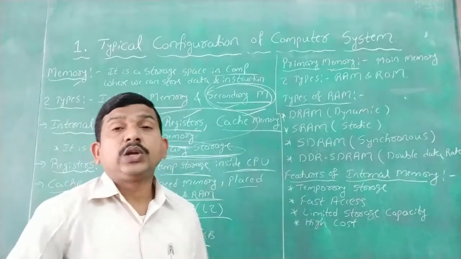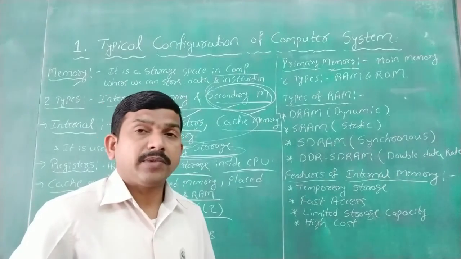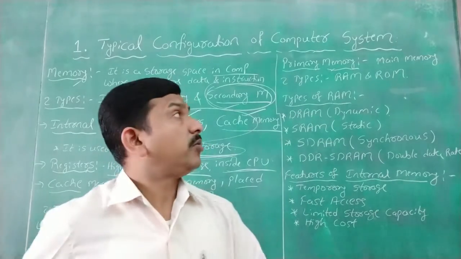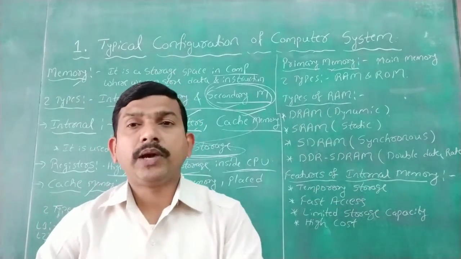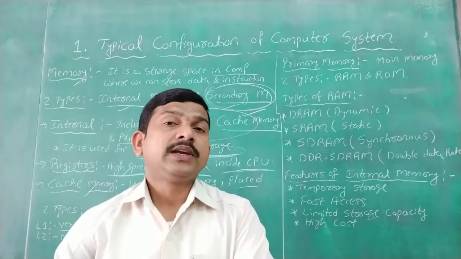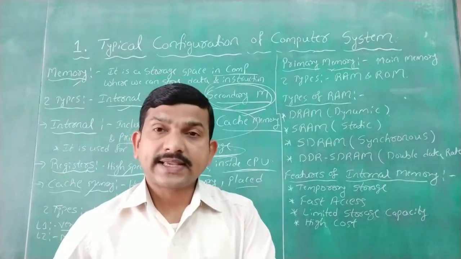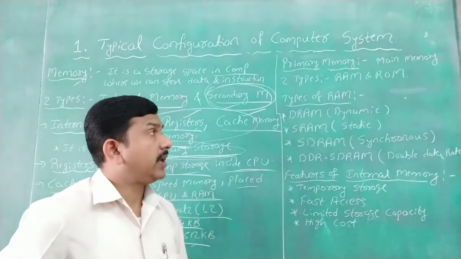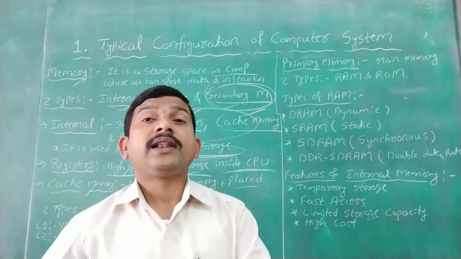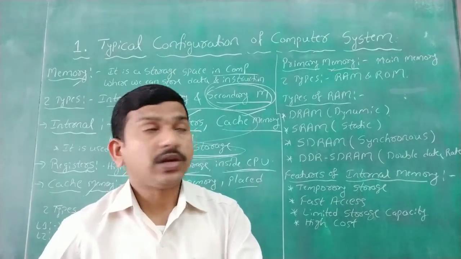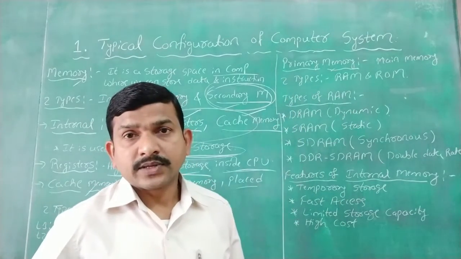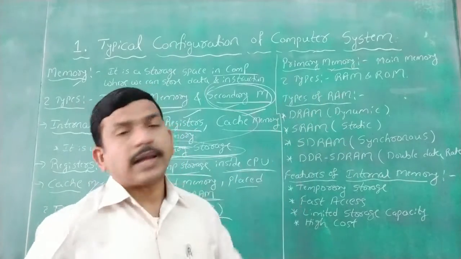So here there are two types of primary memory. The first one is RAM and the second one is ROM. RAM stands for random access memory, and ROM stands for read only memory. These two come under primary memory.